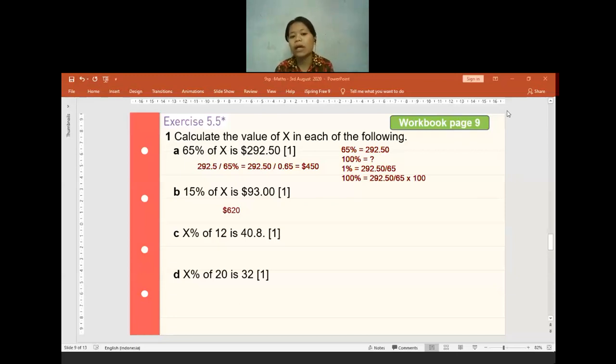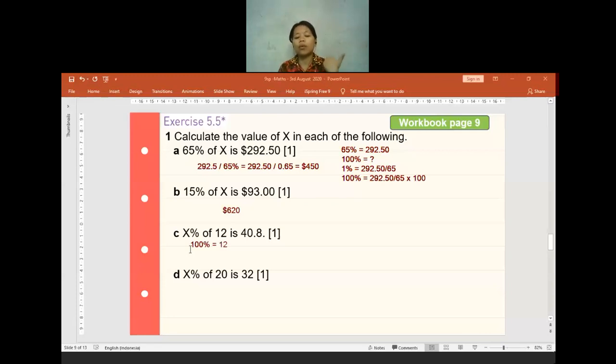X% of 12 is 40.8. So can you tell me which one is 100%? Is it the 12 or the 40.8? Which one will it be? It is 8% of something, so the something will be equal to 100% because it says "of 12". So the 100% will be equal to 12.